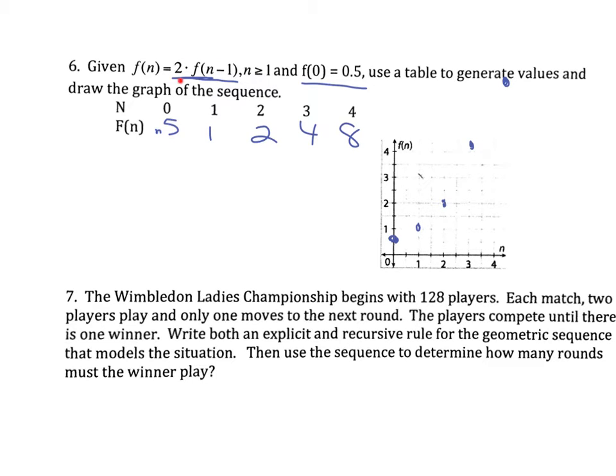But the difference is this time they're giving you the recursive. So this says 2 times the previous number. The next number is 2 times the previous number. They're starting in with 0. The 0 term is 0.5. So to get the next one, you do 2 times that one. You do 2 times that. You do 2 times 1. 2 times 2. 2 times 4. Graph them 0.5, 1, 1, 2, 2, 3, 4, 4, 8. And you get another steep curve.